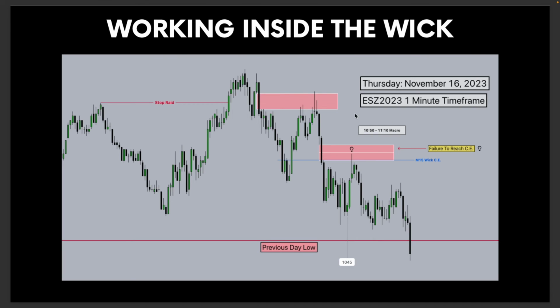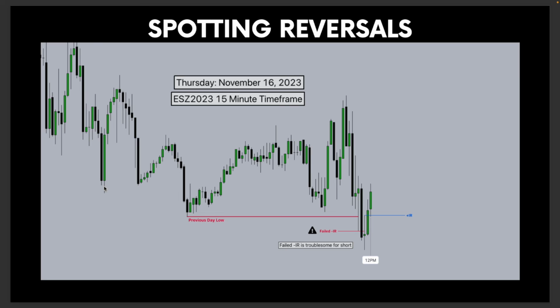But a great example of how we can combine all of these concepts, multiple signatures from multiple time frames, to understand where and when price is likely to deliver. So this is also today, and we're back on a 15-minute chart.